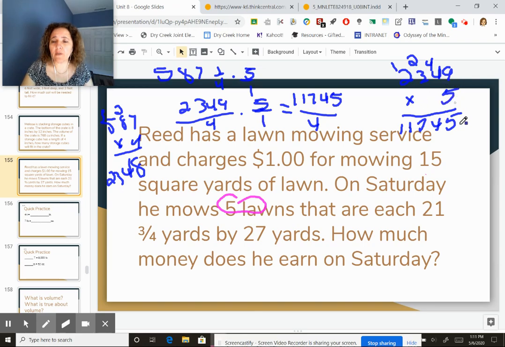9 times 5 is 45. Carry my 4. 4 times 5 is 20. Plus 4 is 24. Carry my 2. 5 times 3 is 15. Plus 2 is 17. Carry my 1. 2 times 5 is 10. Plus 1 is 11. So I got 11,745 divided by 4. Now I need to do that step. So that's what I'm telling you, that I needed to erase some of this work. So now I'm at 11,745 divided by 4. So go ahead and do that and then come back to me.